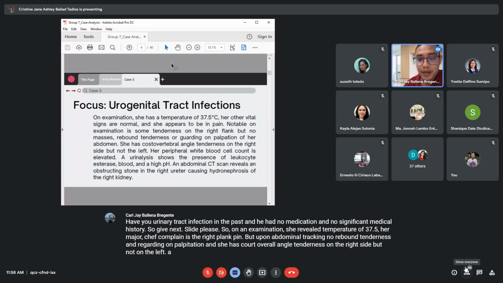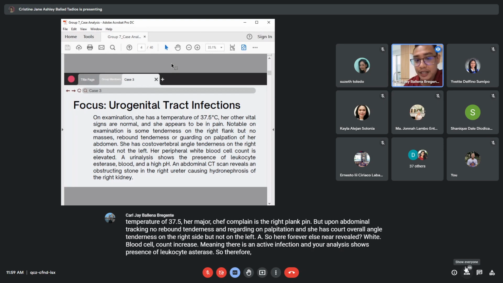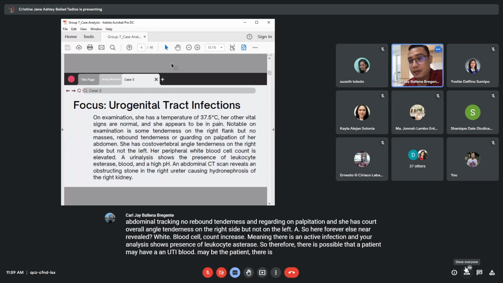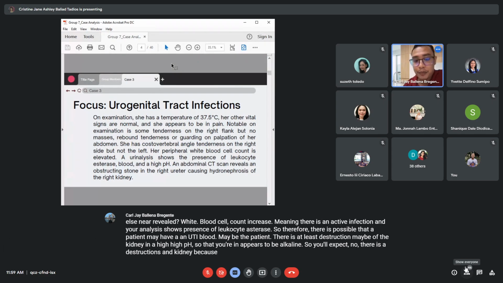Okay, so her peripheral smear revealed a white blood cell count increase, meaning there is an active infection, and urinalysis shows the presence of leukocyte esterase. So therefore, it is possible that the patient may have a UTI. There is blood, maybe a destruction of the kidney, and a high pH, so the urine appears to be alkaline. So you'll expect there is destruction of the kidney because there is blood, and sometimes you will see proteins also increase.